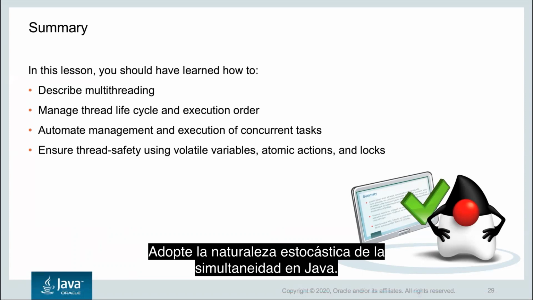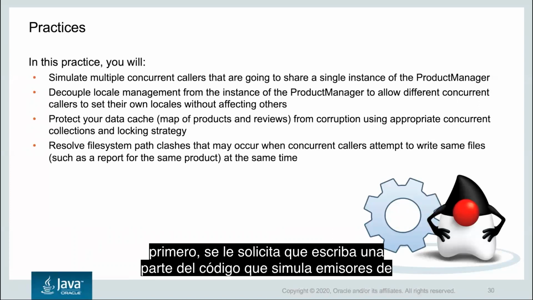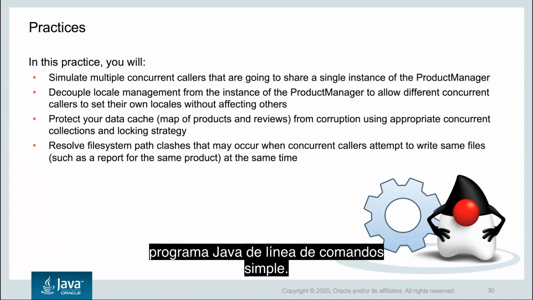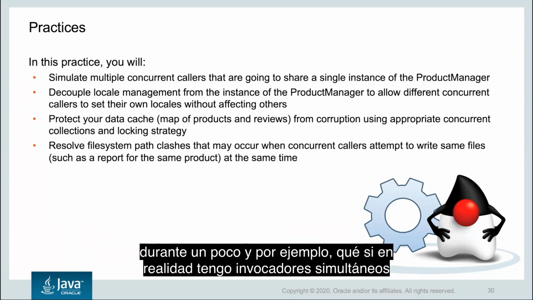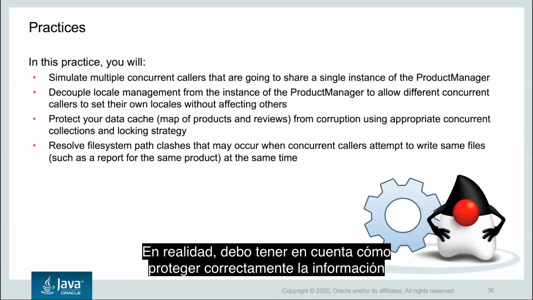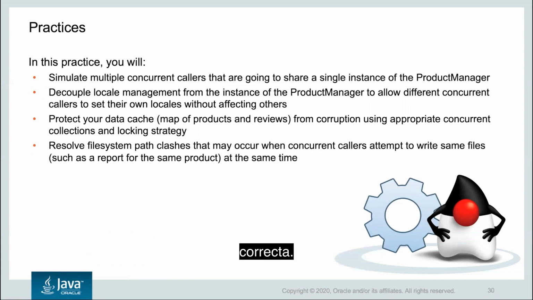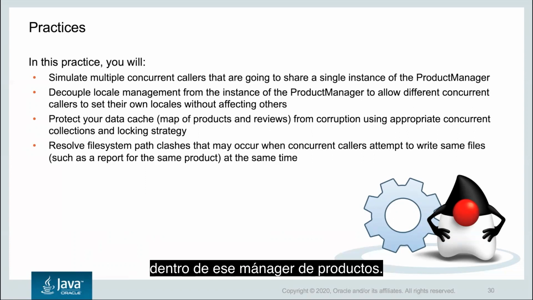Yeah, embrace the stochastic nature of concurrency in Java. In terms of what you were asked to do during the practice, well, first you were asked to write a piece of code that simulates concurrent callers. So, you know, you run in Java SE here, which is just a simple command line Java program. But what this practice asks you to do is stretch your imagination a little bit and say, what if I actually have concurrent invokers simultaneously accessing this product manager object? Well, then I'll have to consider how to properly protect information within it from being corrupted, from being concurrently accessed, right? So that means that we need to consider how we manage information within that product manager.